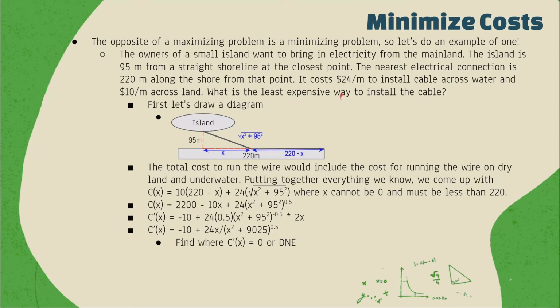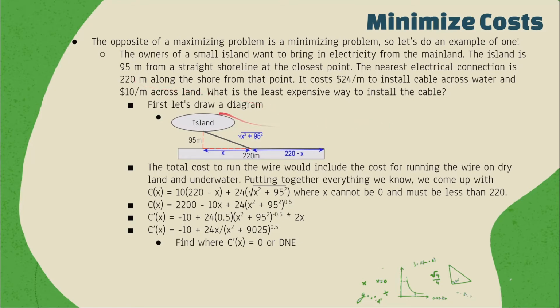It costs us $24 per meter to install the cable across the water, and it costs us $10 per meter to put electricity across the land. So we need to find the least expensive way to install the cable. Nobody wants to spend more money on something that they don't have to. So of course we want to optimize it so we get the least cost.